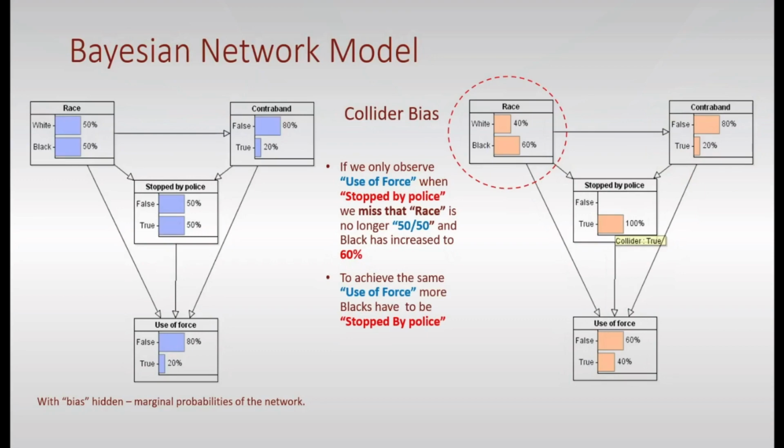But if you only look at use of force when stopped by police, the first thing you're going to miss is that race is no longer 50-50. If you look at the marginal model on the left, race is 50-50. If you look at the model on the right, where stops is true, you now see that race is 60% black and 40% white. So to achieve the same use of force, which is the 60-40 that you see in the bottom box, you're basically stopping blacks at a higher rate. So there's your first problem.